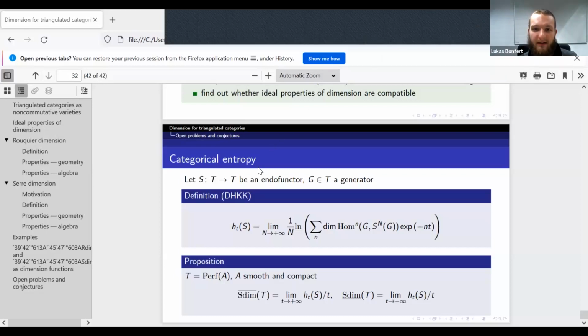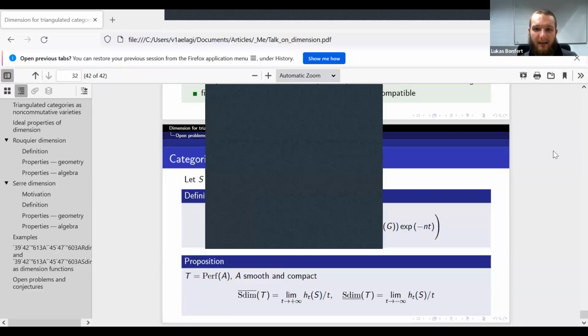So I wondered, how does the Rouquier dimension or the Serre dimension compare to generators of, say, hearts of t-structures or something like this, or to t-structures in general? Are t-structures useful in this context somehow?